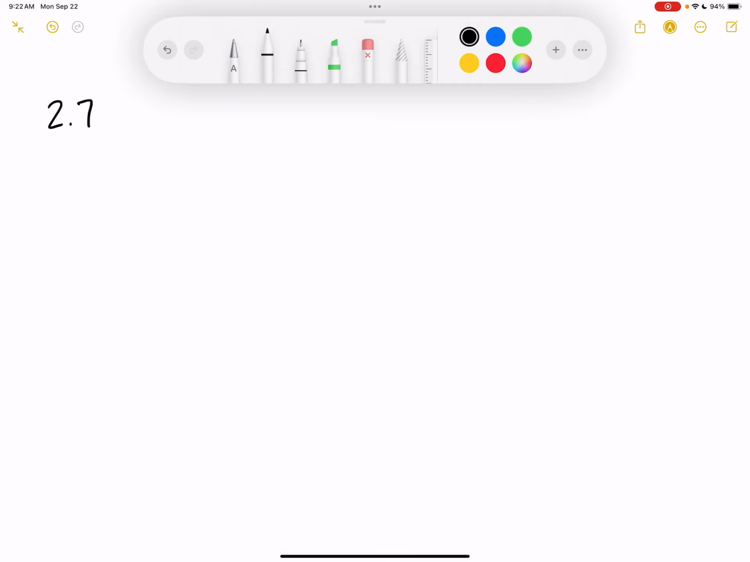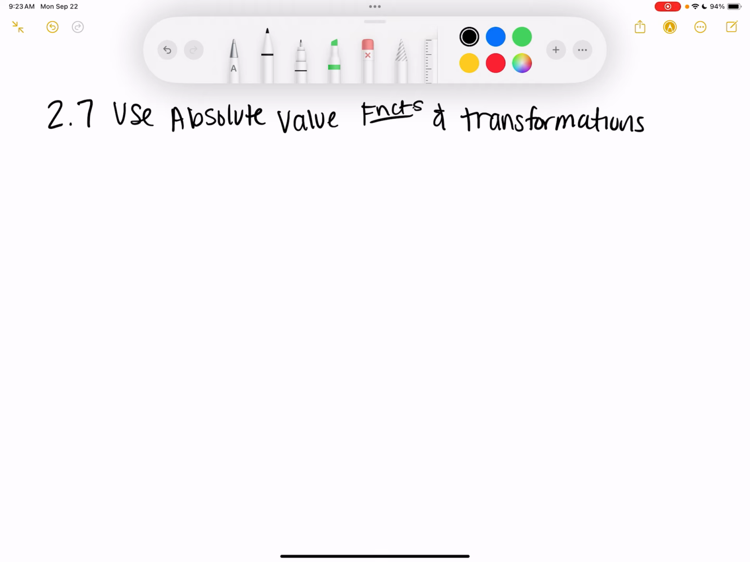All right, 2.7, use absolute value functions and transformations. So I'm going to do a quick refresher from your notes for you. So we had y equals a times the absolute value of x minus h, and then plus k.